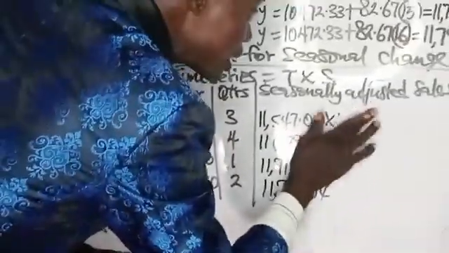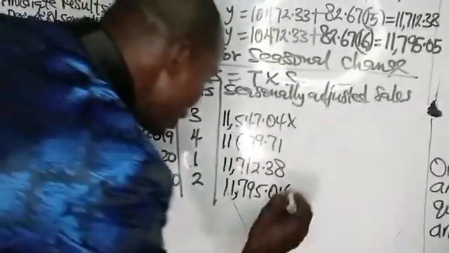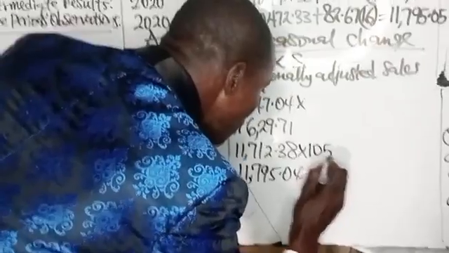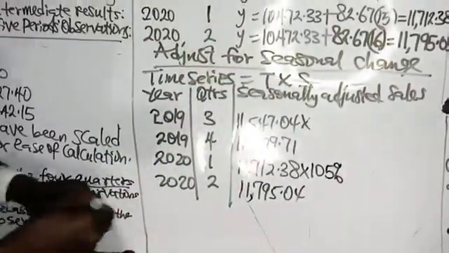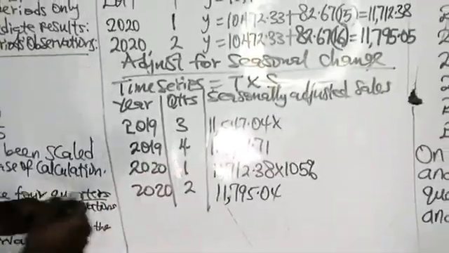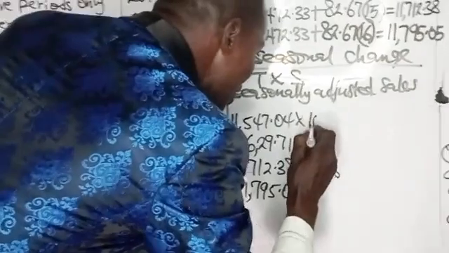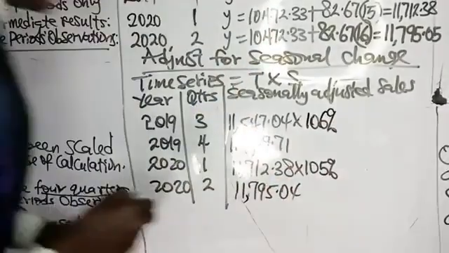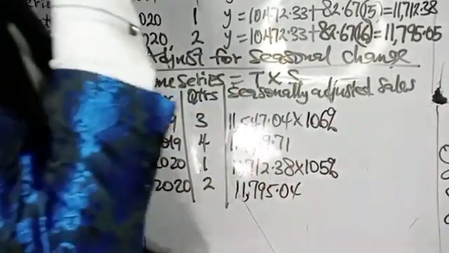Sorry, it is quarter 1. Quarter 1 is 5% above trend. Where is quarter 1? We have quarter 1 in 2020. That is times 105%. And quarter 3 is 6% above trend. Quarter 3, we have it in 2019. Times 106%.